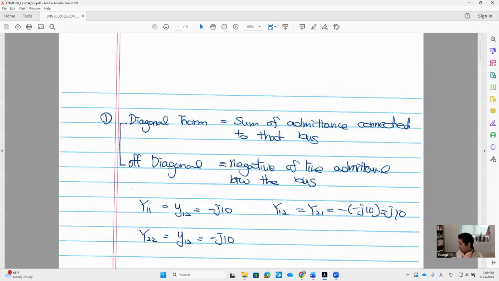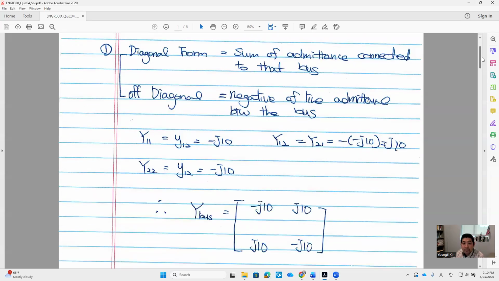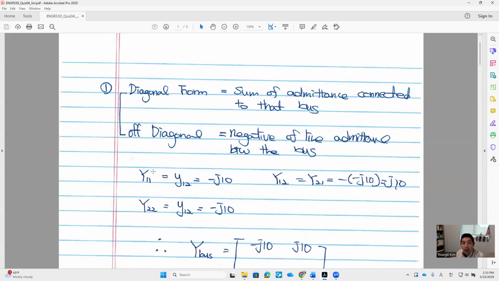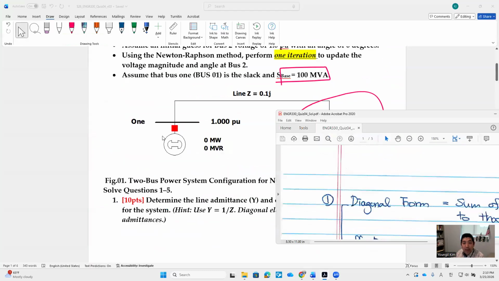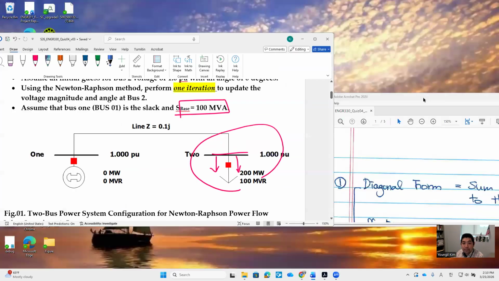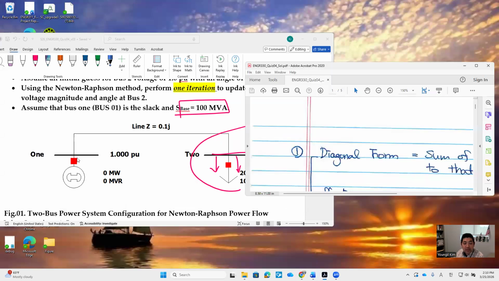And then the off-diagonal elements are the negative of the line admittance between the buses. Why is Y11 only Y sub 12? Go back to the figure. Could you see that right there? This is bus 1, and the only connected line is the transmission line between bus 1 and bus 2.